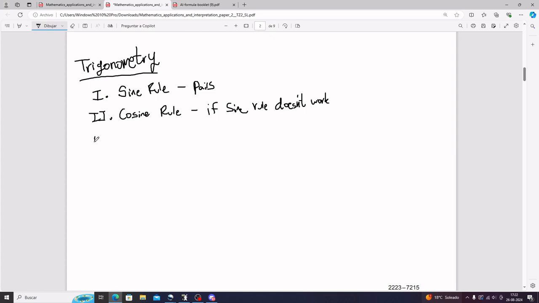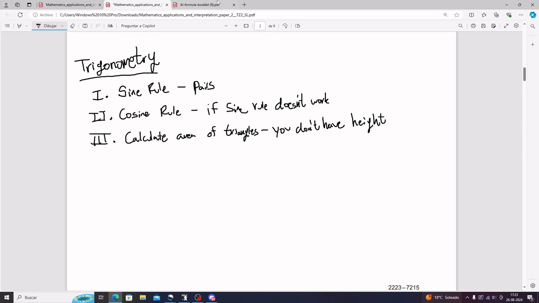And last but not least, the third one that it's common to forget, honestly, is that you do have a way to calculate the area of triangles using trigonometry. And this you will use if you don't have height. Now, why do you use the trigonometry formula for area of triangles if you don't have height?